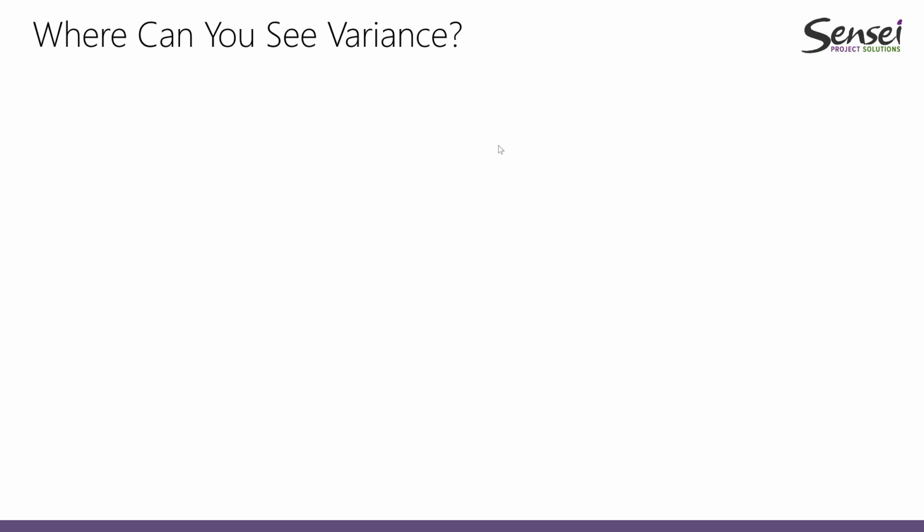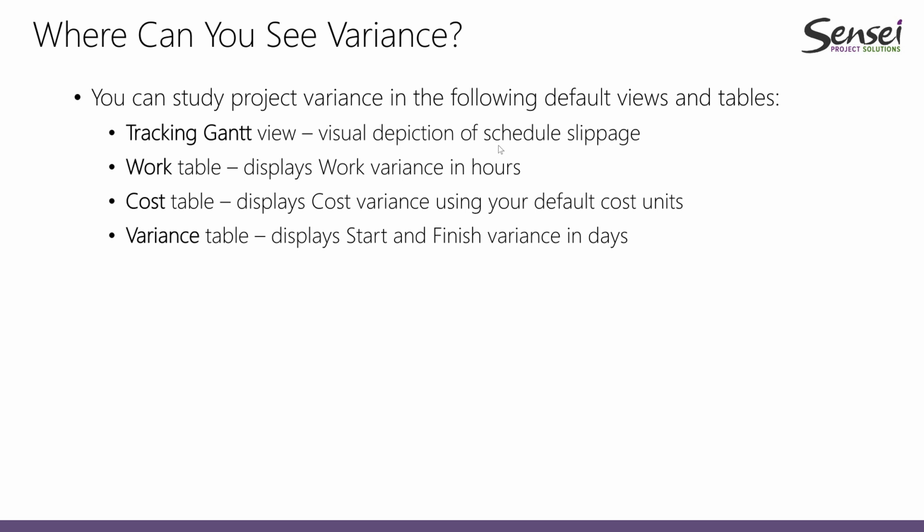So the next step is, okay, now that I know what a variance is and what kinds of variances we have in Microsoft Project, where can I see them? So you have a couple of options in here, and we are going to be seeing some of them in our demonstration. The first one is the tracking Gantt. The tracking Gantt is a view in Microsoft Project that puts its focus on the schedule slippage portion of the schedule.